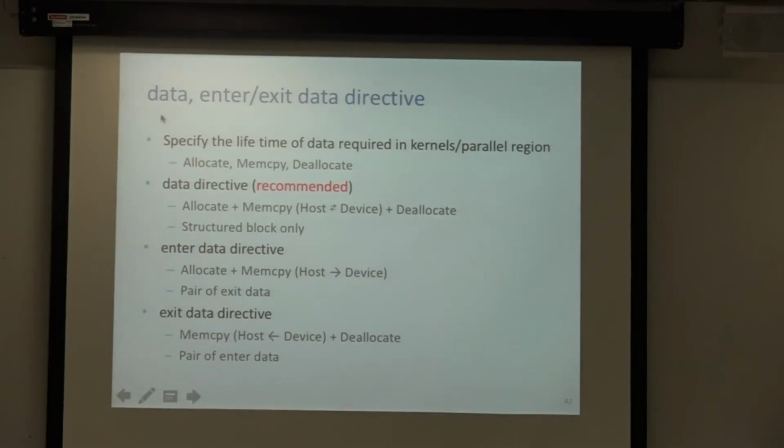This is a combination of allocate, memory copy, memory copy back, and deallocate. The data directive is our recommended one. The data directive is a combination of allocate, host to device copy, device to host copy, and deallocate. And the enter data directive is paired with the exit data directive. The enter data directive is the combination of allocate and host to device memory copy. And the exit data directive is copy back and deallocate.